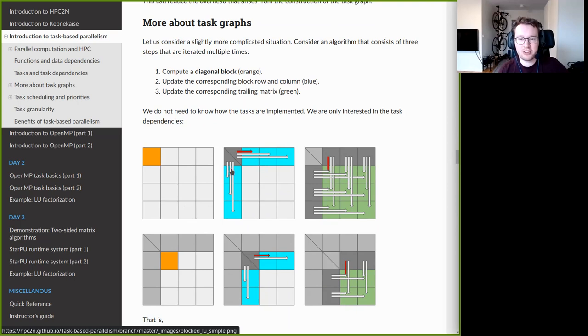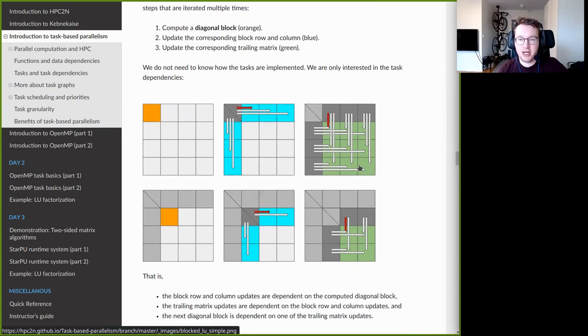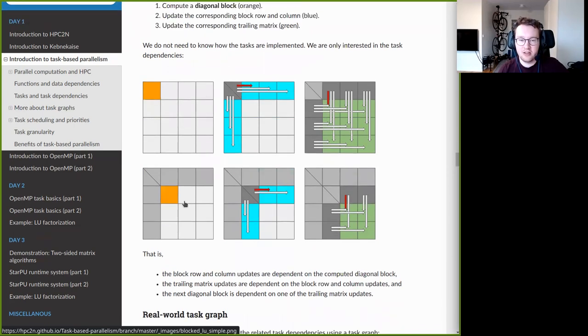Then we will do a second operation that's going to update the blocks on the same block row and the same block column. And the information that is necessary for doing these updates is the information that gets computed in this diagonal block here. So there is going to be a dependency from these tasks here to these tasks on the same block row and the same block column. And after we have finished updating the block row and block column marked here in blue, we will then update the remaining part called the trailing matrix. Again, in order to update an individual block in the trailing matrix, we are going to need some information from a block on the block row and a block column.